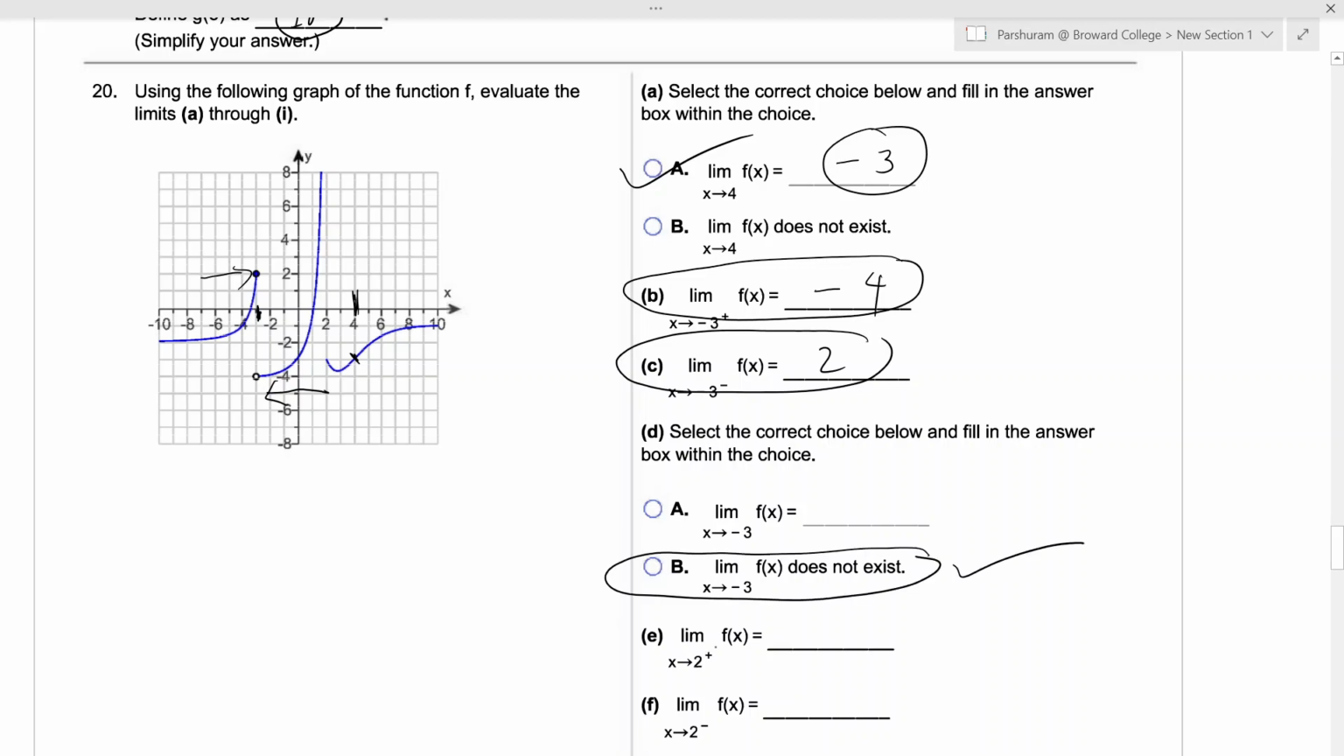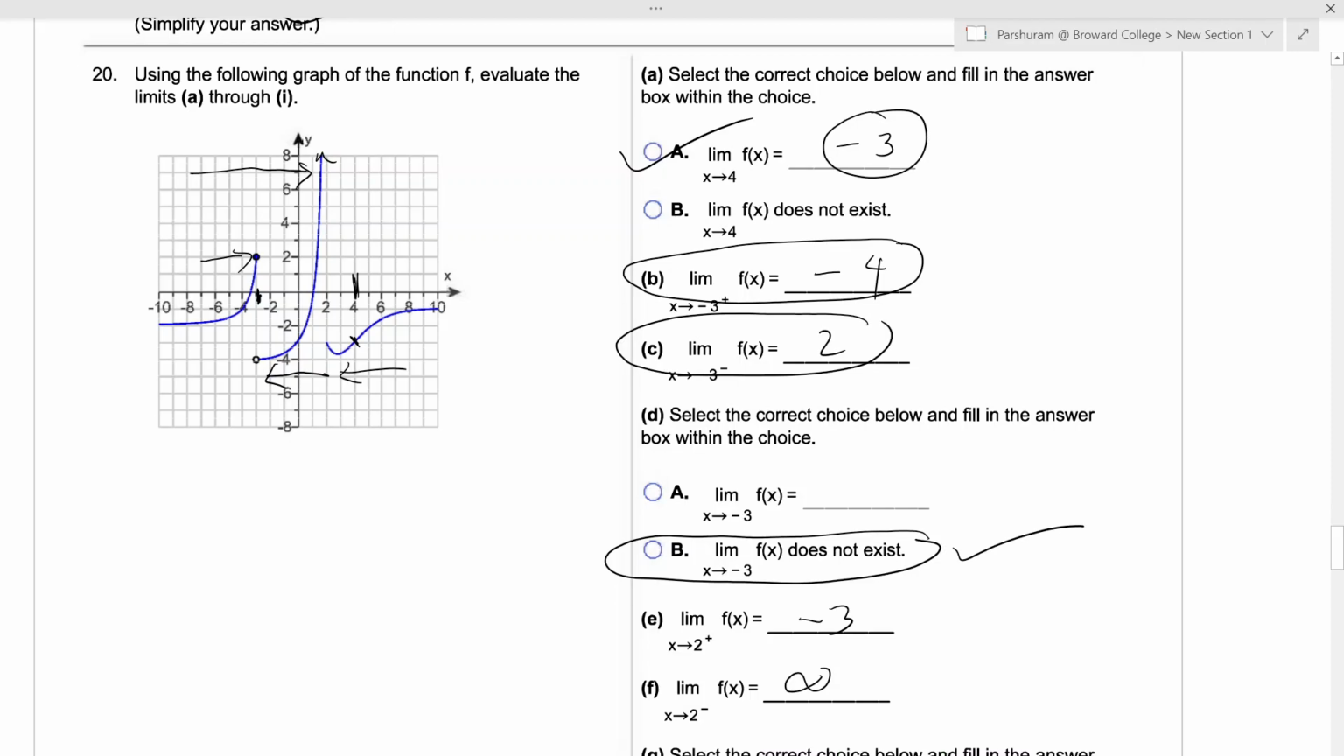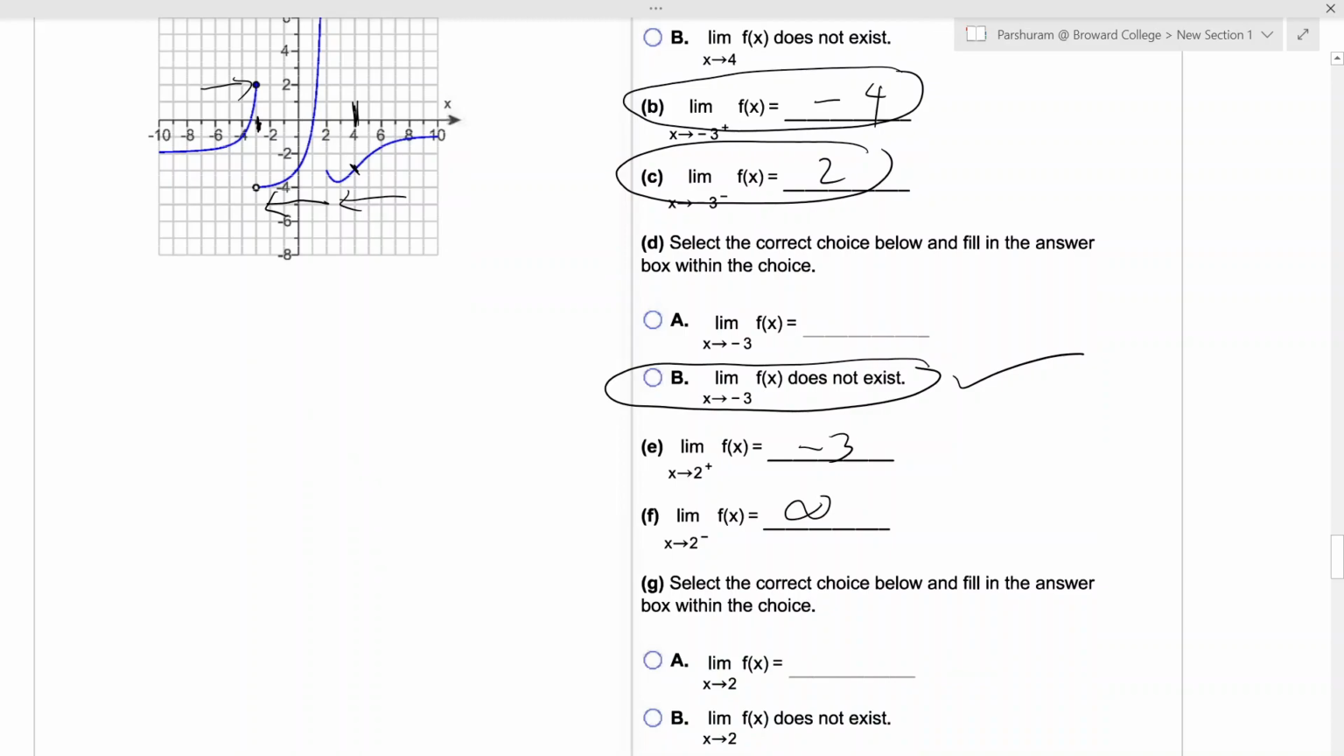And for E, when x approaches 2 from the right side, the right side limit is -3. And when x approaches 2 from the left side, as you can see, left side means this side, when x approaches 2, it keeps going. There is no stop sign. So you can say infinity, or you can say the limit does not exist. It's infinity, it's going up and up and up.